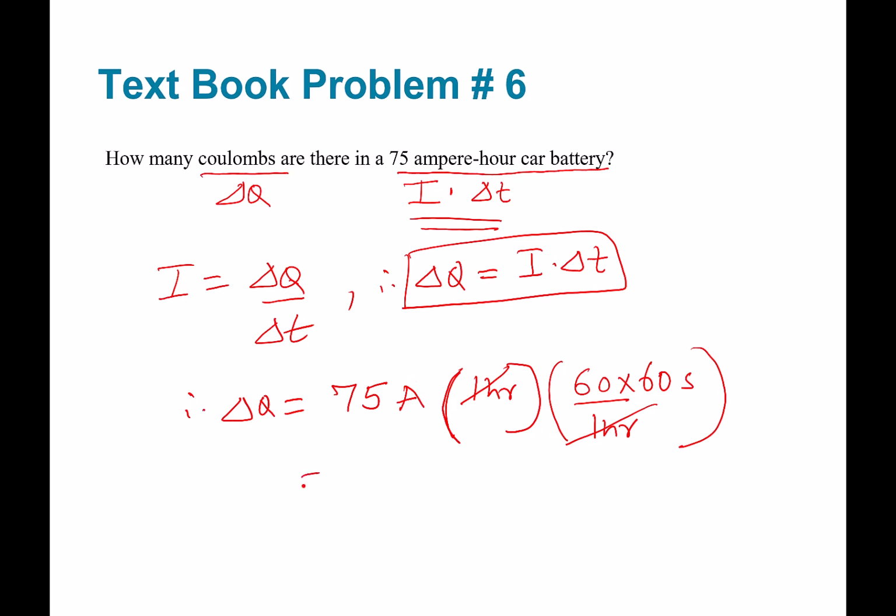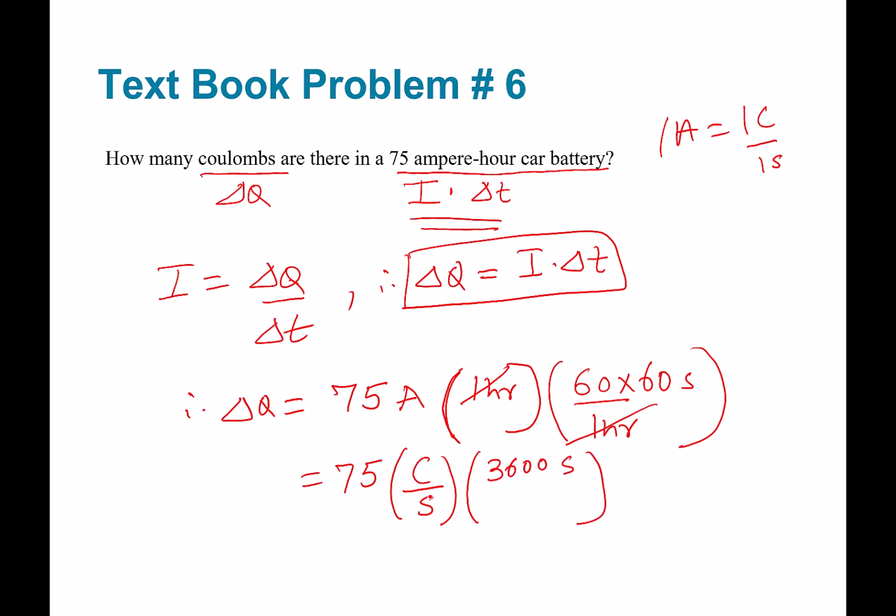So you have 75. Instead of ampere, I can also write coulombs over second, because 1 ampere is 1 coulomb over 1 second, the SI unit of current. And you have 3600 seconds here. The second and second goes away, and you're left with 75 multiplied by 3600 coulombs. Go ahead and write this in scientific notation. So once you multiply, this should be of the order of 2.7 cross 10 to the power of 5 coulombs as delta Q.